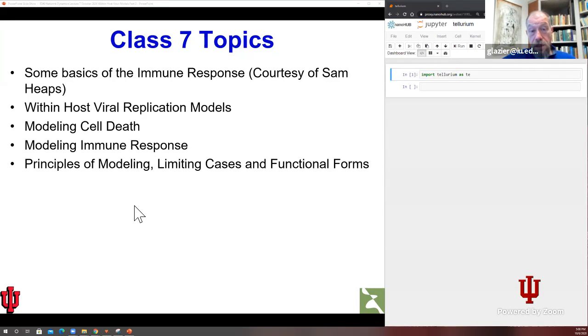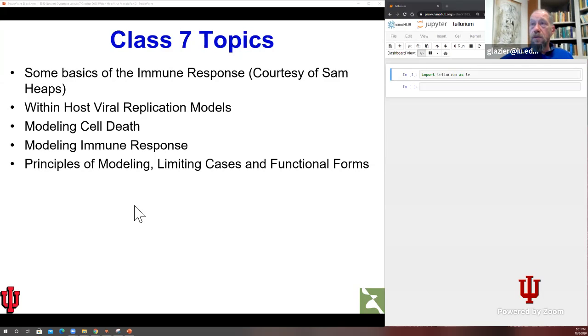So there may be details that I'm not totally familiar with, but I thought it would be good to have some biological context for some of the things we're going to talk about, because we haven't really gone into some of the details of that. And so you'll see some slides that have a different format and say, courtesy of Sam Heaps, which are the slides that he prepared for last semester.